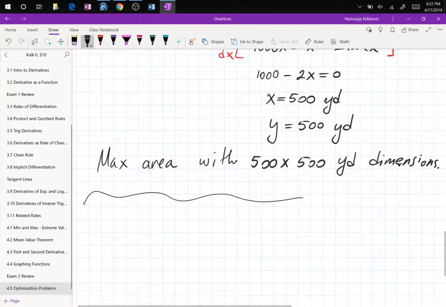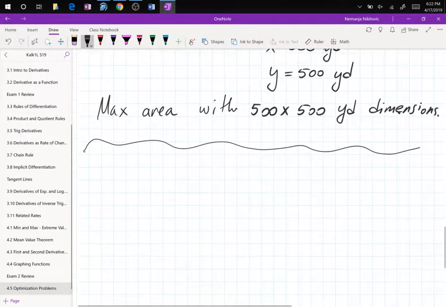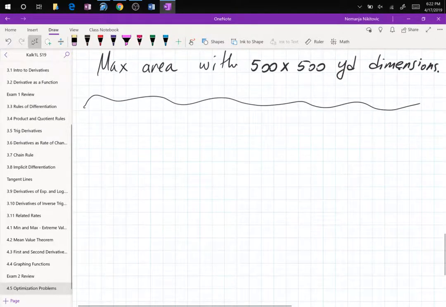So now what I'm going to do is modify Farmer's problem. Say there is a river.